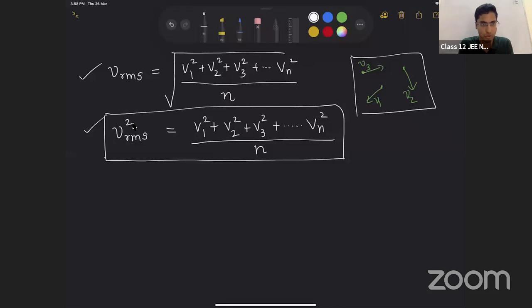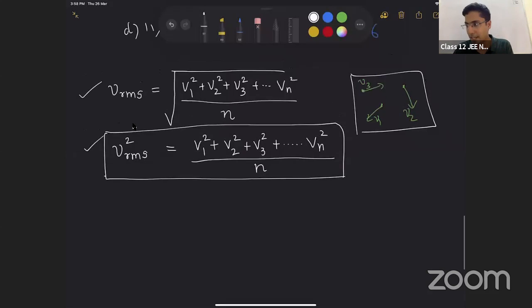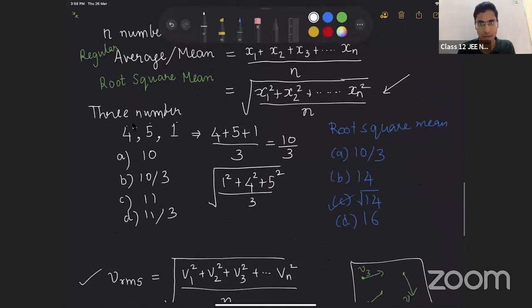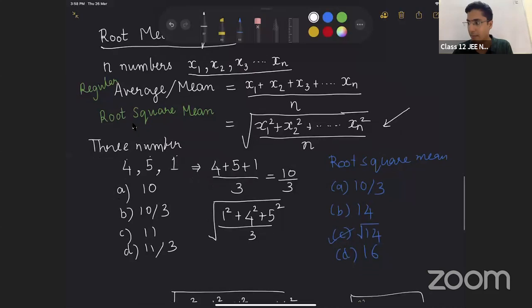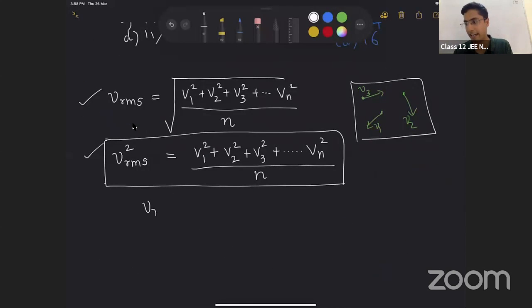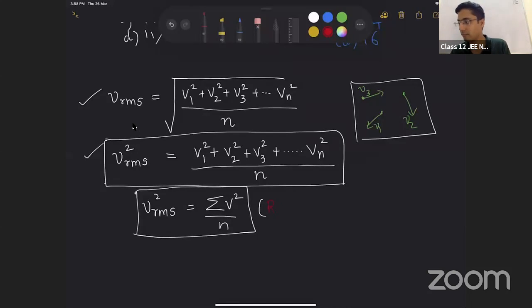Again, I'm just stating it now. Don't ask me why, because I'm going to derive it later. Later on, you will understand that the root mean square velocity is a good measure of the kinetic energy of a gas, right? So we'll come to that in a while. So the first part of the class is understanding what root mean square is. I hope all of you understood what root mean square is. Remember the examples of 4, 5, 1 and remember this formula, right? I can also simplify it and write it as Vrms square is summation V square upon N. I can write it like this, right? Remember this.